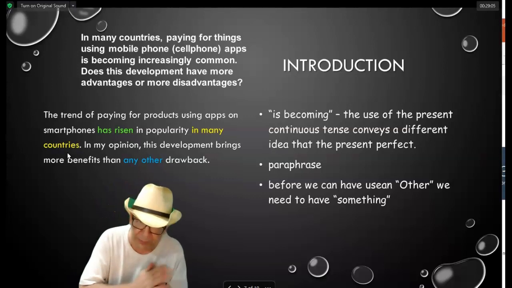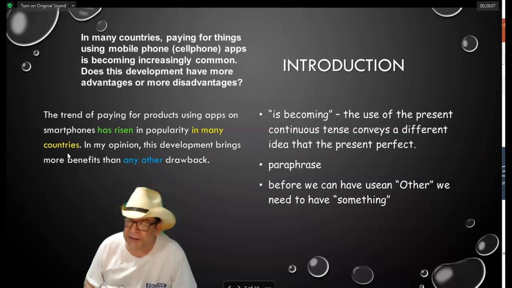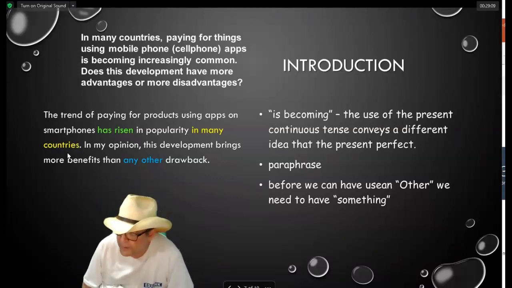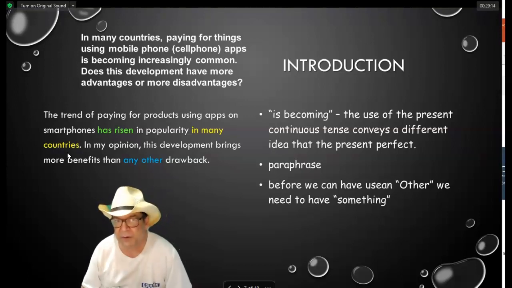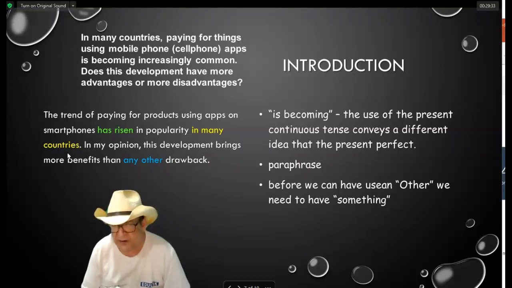Now you've used the present perfect, which grammatically is correct, but is not descriptive of the situation that we're presented with. And it's done. It's finished. It has risen in popularity in many countries. Okay? You should stay with the continuous tense if it presents a continuous tense. In my opinion, this development brings more benefits than any other drawback.